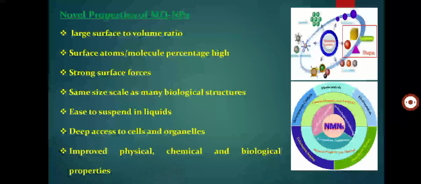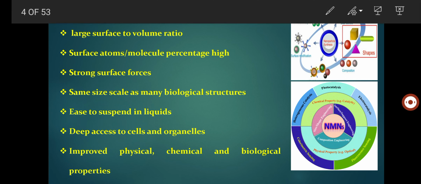What are the novel properties of atoms and nanoparticles? Large surface area, a very high percentage of surface atoms and molecules, the same size scale as many biological structures, ease of suspension, deep access to cells and organelles, and improved physical, chemical and biological properties.